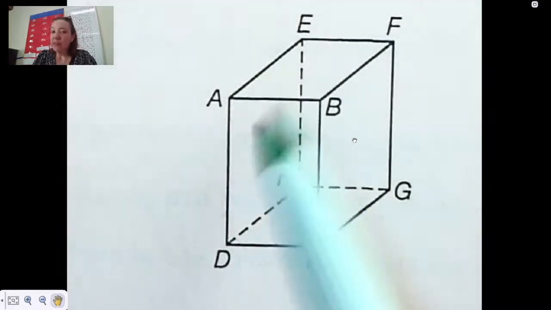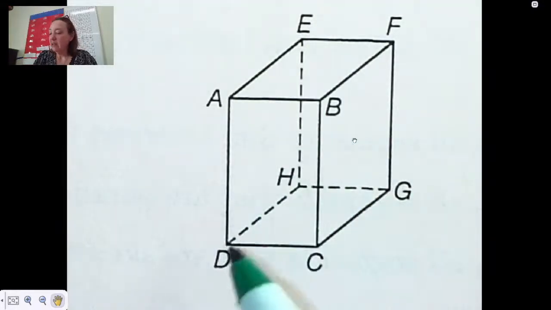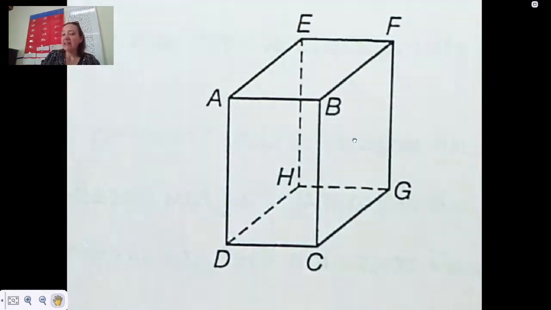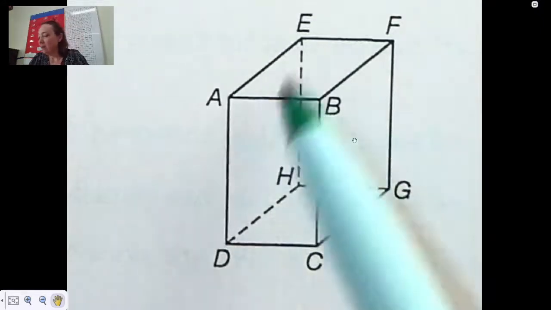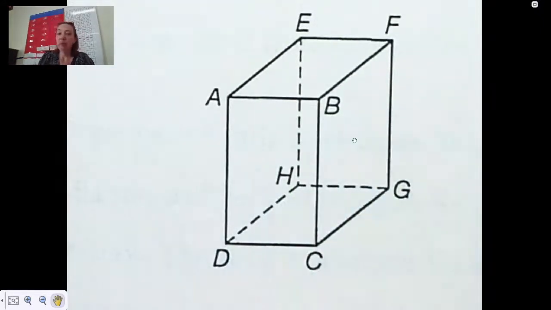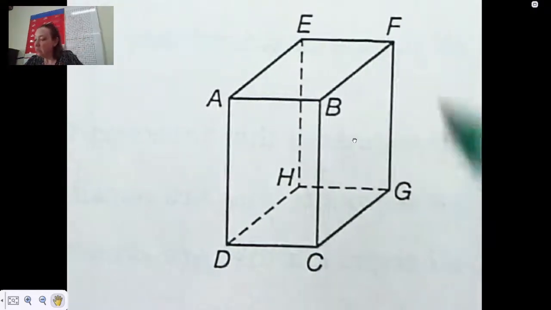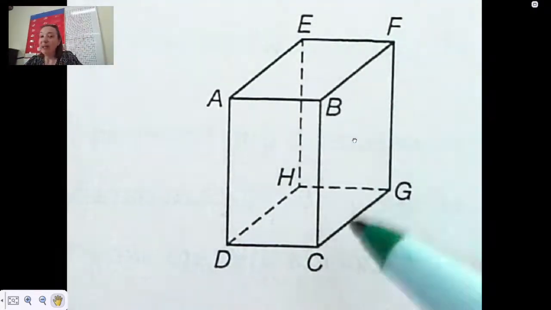Okay, so it's that side of the box, right? And if I'm asking for planes that are parallel to that side of the box, what plane would be parallel to that side of the box? This plane over here.